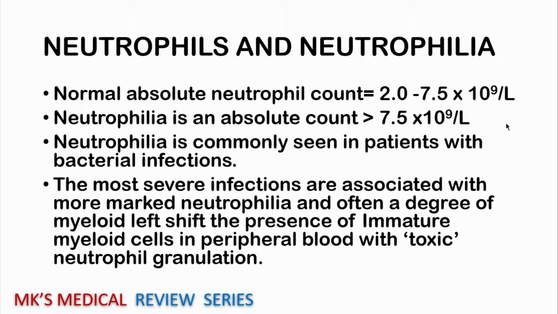So never let monkeys eat bananas. That's a mnemonic. So neutrophils and neutropenia. Remember that the absolute neutrophil count is about 2 to 7.5 times 10 to the power of 9. So neutrophilia is described as an absolute value that's greater than 7.5.